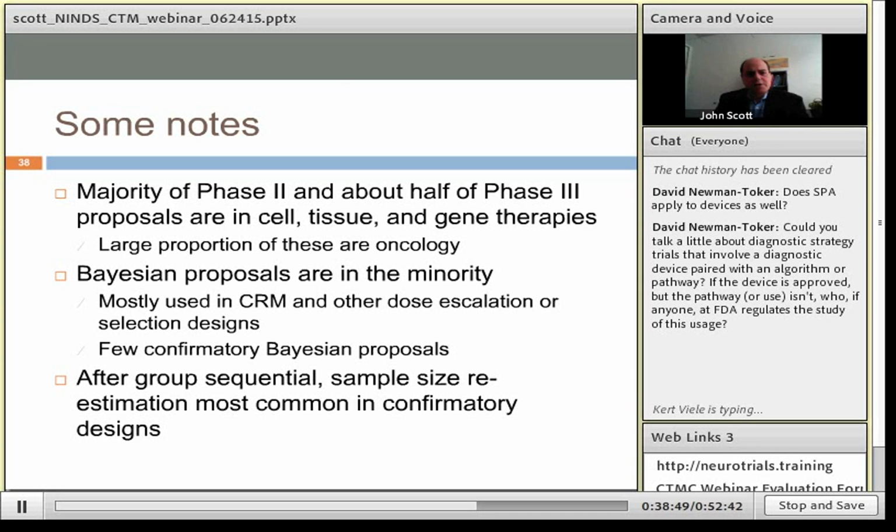A few notes about our adaptive design experiences. Most of our adaptive design proposals are in the cellular tissue and gene therapy area, especially in oncology. As I mentioned, very few are Bayesian. And after group sequential designs, the most common proposals are sample size re-estimations.